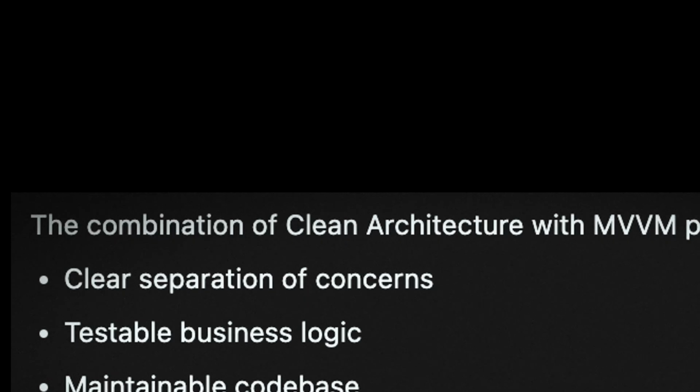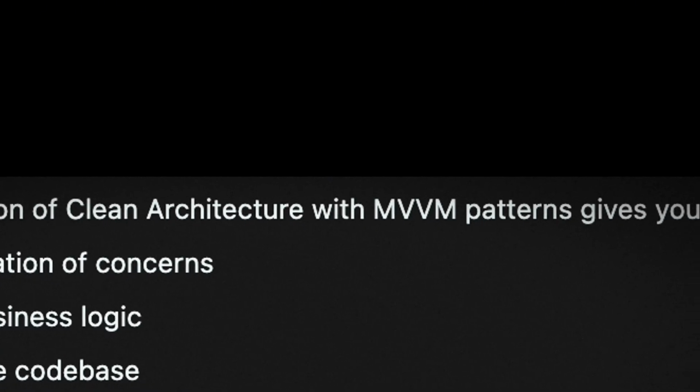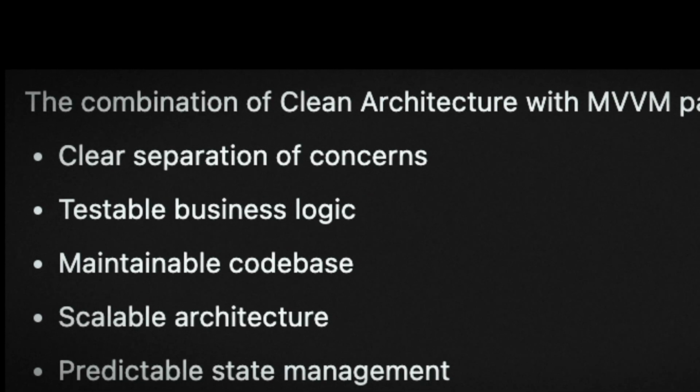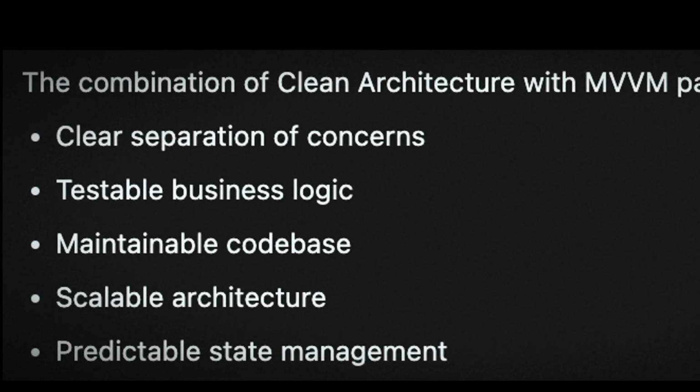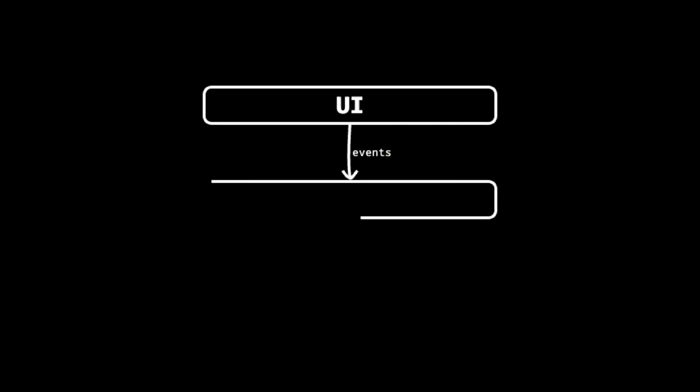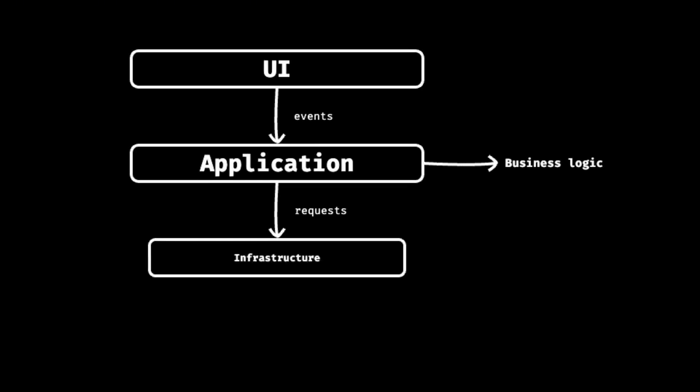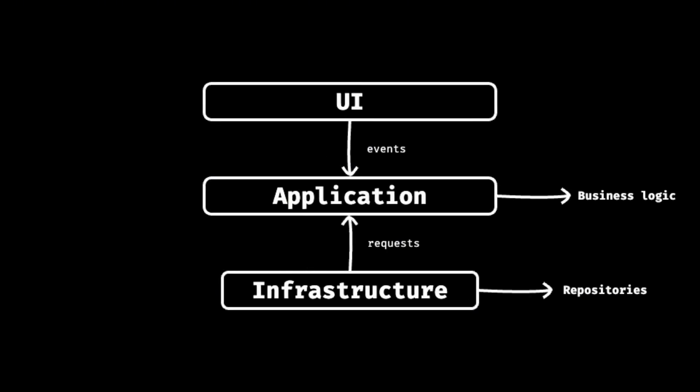The combination of clean architecture with MVVM patterns gives you clear separation of concerns, testable business logic, maintainable code base, scalable architecture, and predictable state management. There is a clear flow of data. The UI layer sends the events to the application layer, which is responsible for the business logic. The application layer then sends the requests to the infrastructure layer, where all the repositories reside, and then data can be fetched back to the UI layer in the same way.